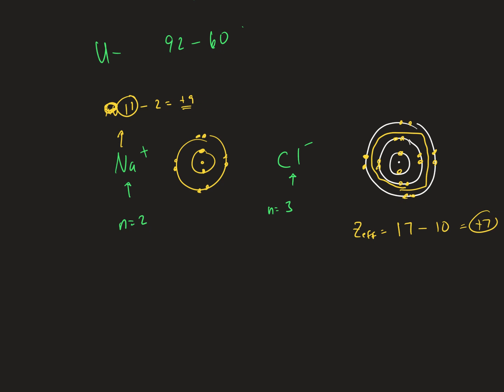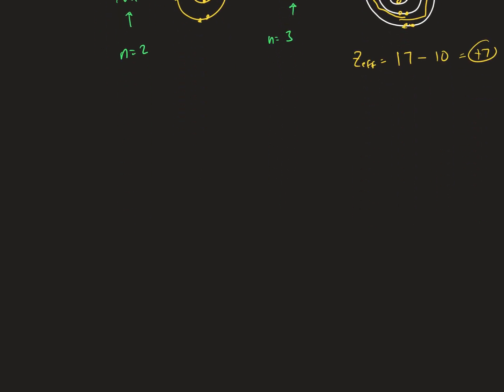All right, now let's talk about ionization energy. First of all, let's give a definition. Ionization energy is the energy required to remove a loose electron from the outer shell.